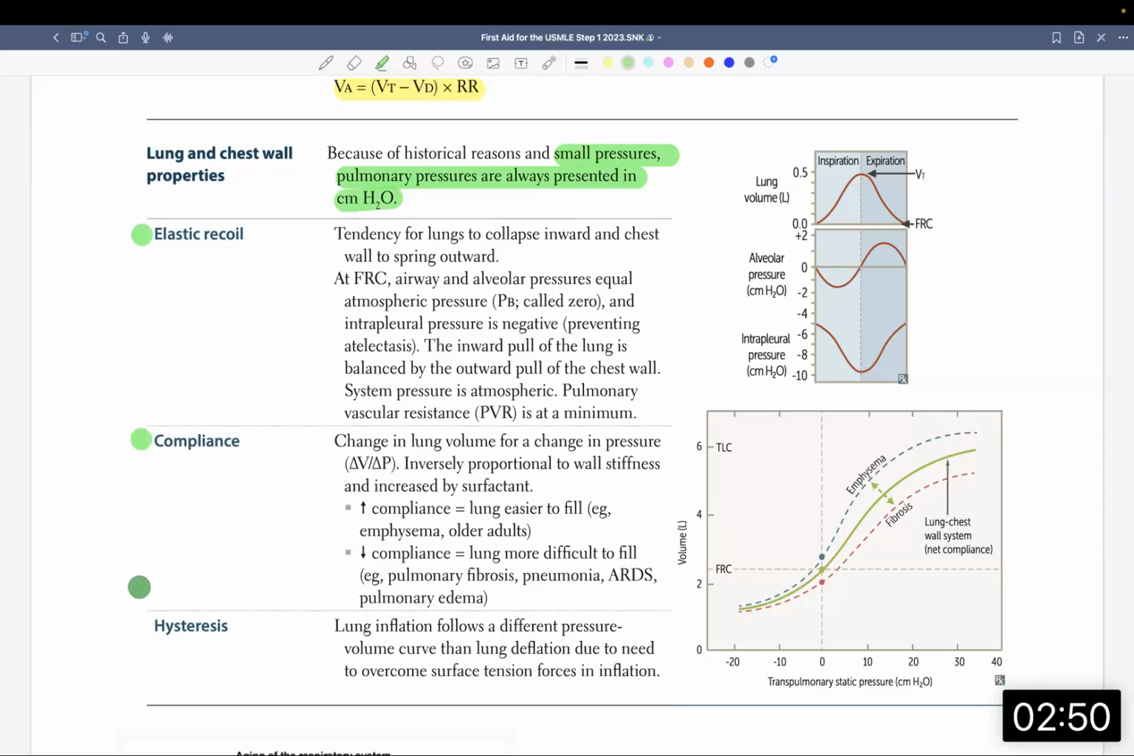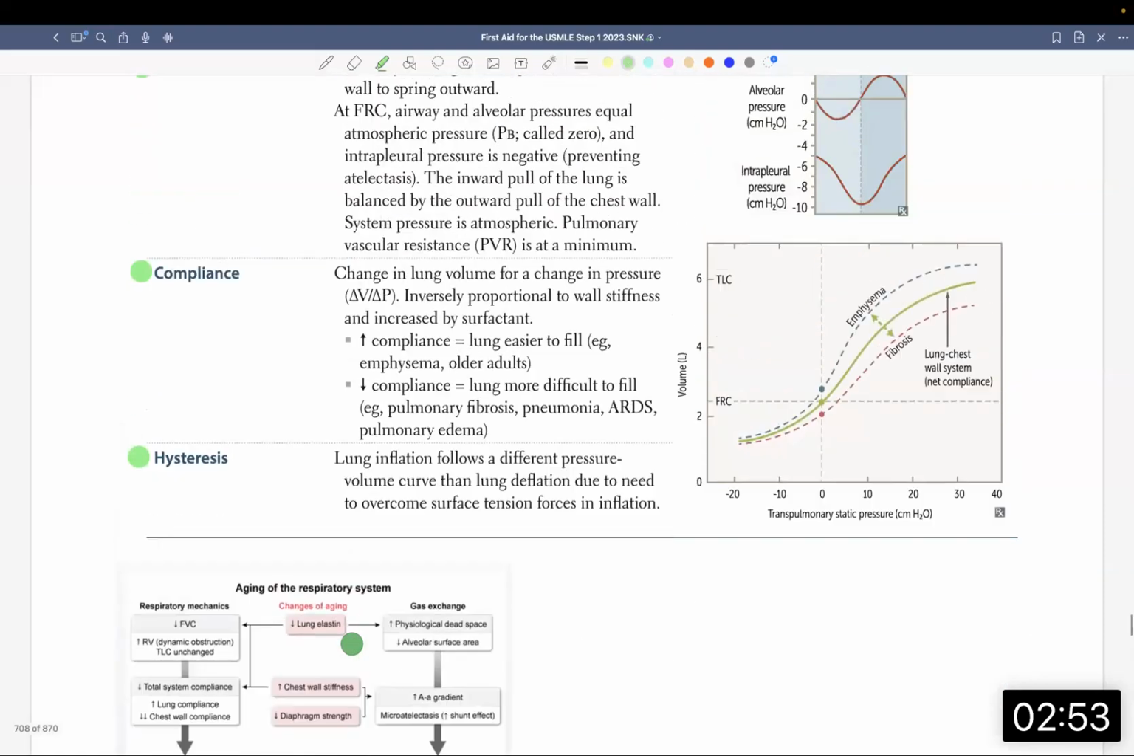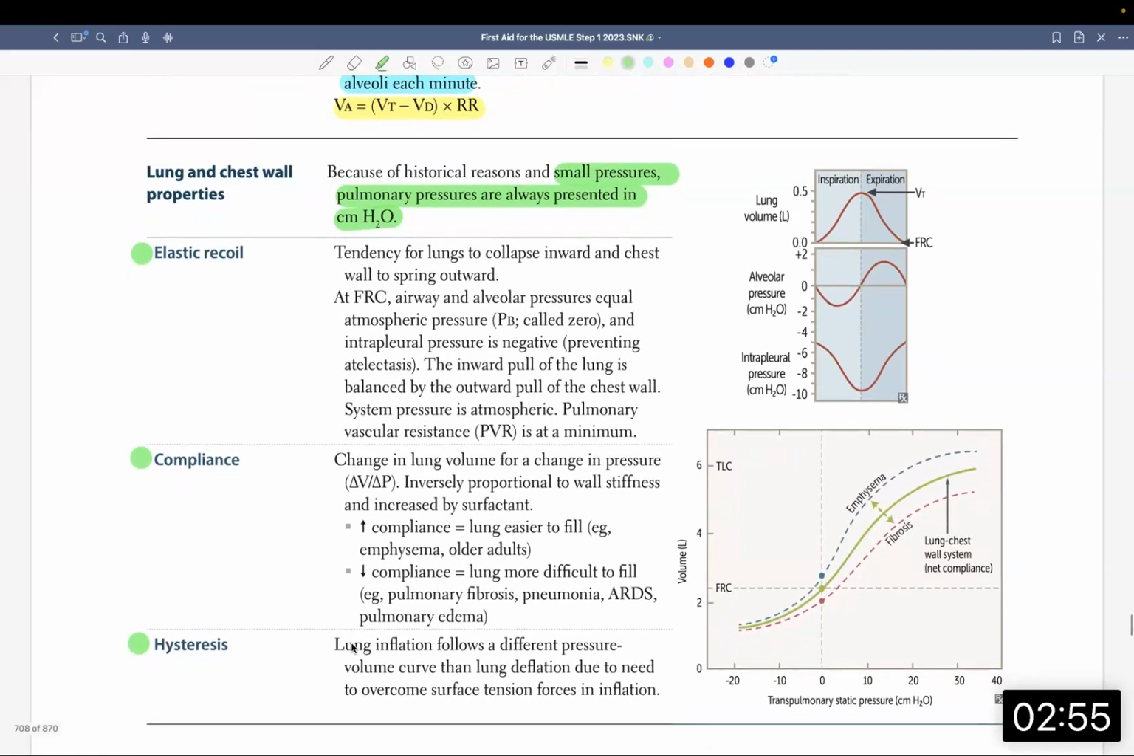We have elastic recoil, compliance, and the phenomenon of hysteresis. Let's see. Elastic recoil is the tendency for the lungs to collapse inward and the chest wall to spring outward. So the lungs tend to collapse inward because they have elasticity. The chest wall is the ribs, so it tends to spring outward.